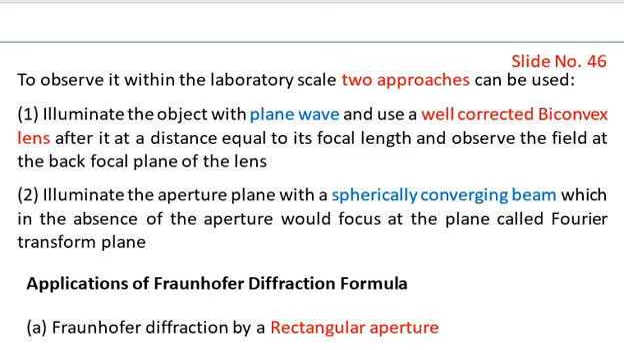The number one approach is to illuminate the object with a plane wave and use a well-corrected biconvex lens after it at a distance equal to its focal length and observe the field at the back focal plane of the lens. That is, put the aperture at the front focal plane of the lens and observe the Fourier transform at the back focal plane of the lens, provided the illumination of the input object was a unit amplitude normally incident plane wave.